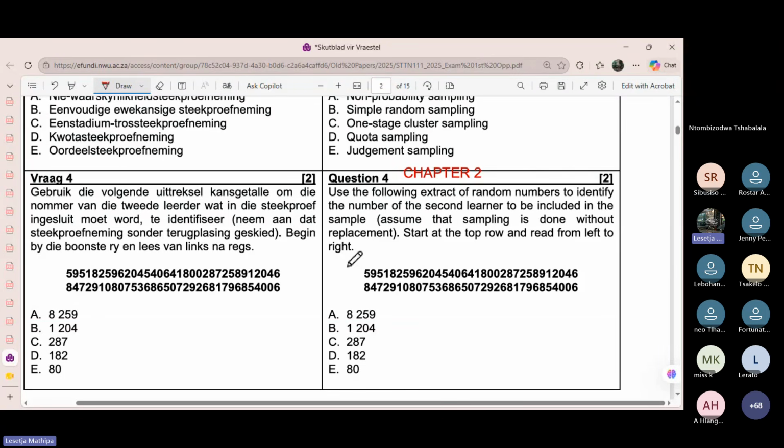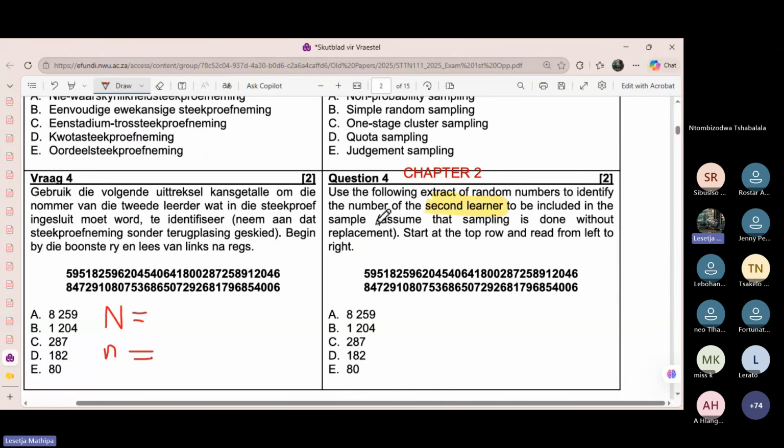So remember, with this kind of question, again, it's based on the simple random sampling. They want you to identify the number of the second learner. So the keyword here is the second learner to be included in the sample. So rule number 1, when you are dealing with simple random sampling, remember, you will be given the population, which is capital letter N. You'll also be given the small letter n, which is the sample.